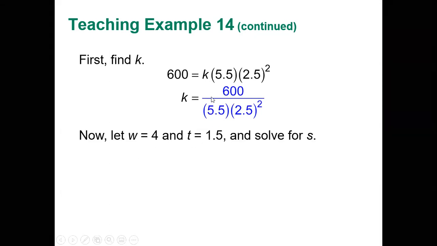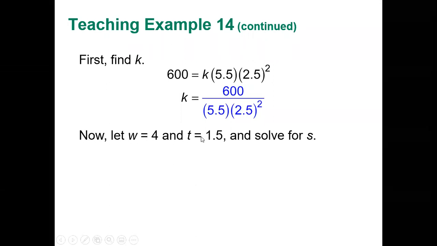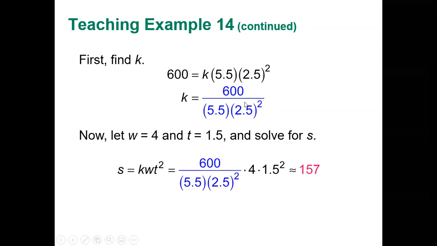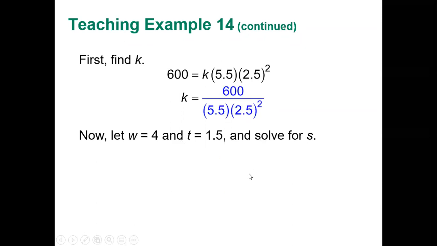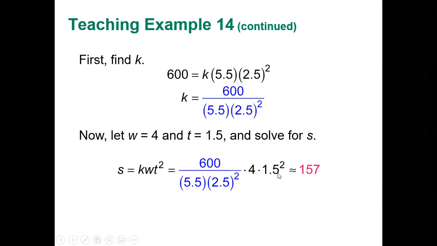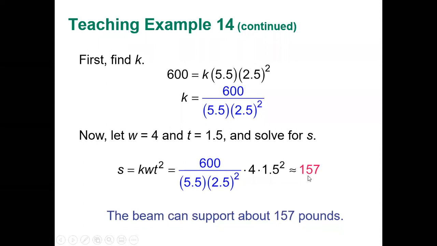So this is the exact value of K. So now we're going to let W equals 4 and T equals 1.5, and we're going to solve for S. So using the exact value of K, because if you don't use the exact value when you're doing your homework, it will know and your answer may not come out how it's supposed to. So my exact value of K, plug in my width, plug in my thickness, and I get approximately 157. So the beam can support about 157 pounds.